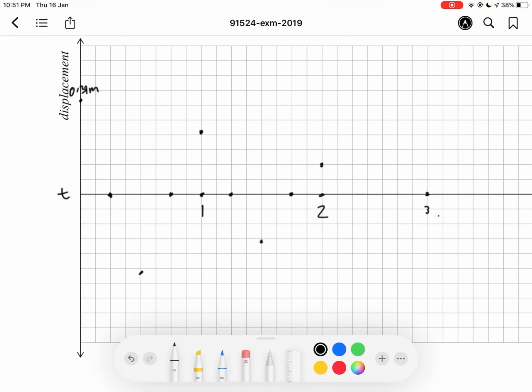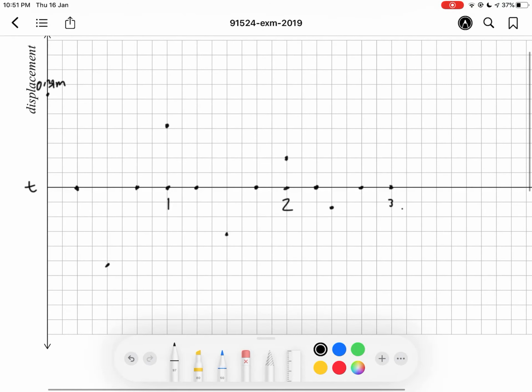And the cycle continues. After a quarter we'll be at equilibrium. After another quarter, we'll be at the negative maximum displacement. Then after another 2 squares, we're going to be back at the equilibrium. And then finally, we're going to reach our final time period with a very small displacement. So now all that's left is to join up the dots. So you can just draw.